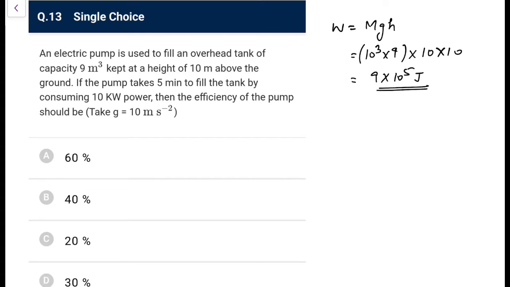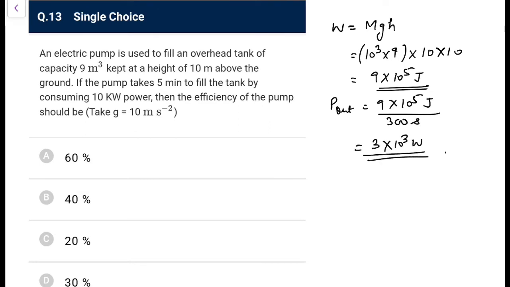And it is taking 5 minutes. So the output power is 9 into 10 to the power 5 joule over 5 minutes, that is 300 seconds. So it comes out as 3 into 10 to the power 3 watt, so 3 kilowatt. So efficiency is 30% because input power is 10 kilowatt. You can directly make it out.